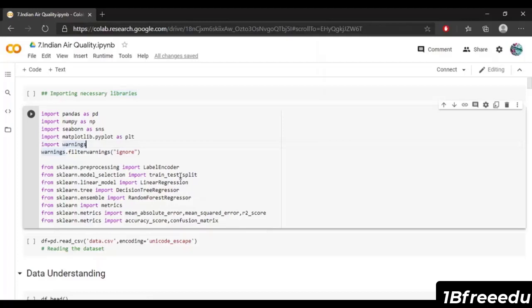Linear regression is a supervised machine learning algorithm where the predicted output is continuous in nature and has a constant slope. And then we have our decision tree regressor.